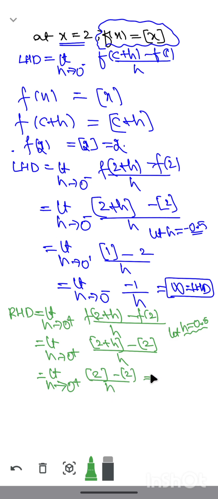Greatest integer value of 2 is 2. Clear? So 2 minus 2 divided by h. What is 2 minus 2? 0. 0 by anything is 0. So the right hand derivative we found as 0.